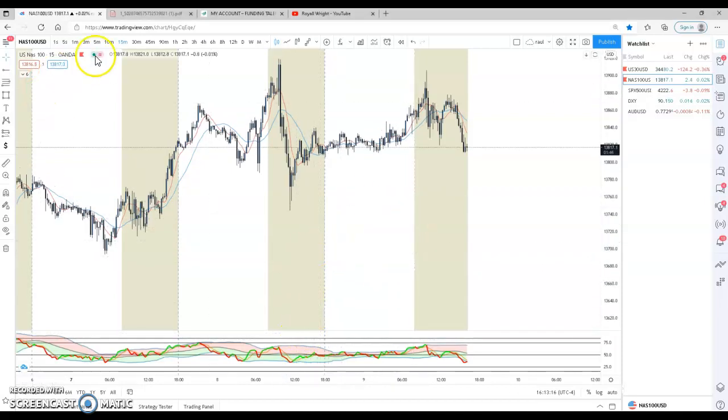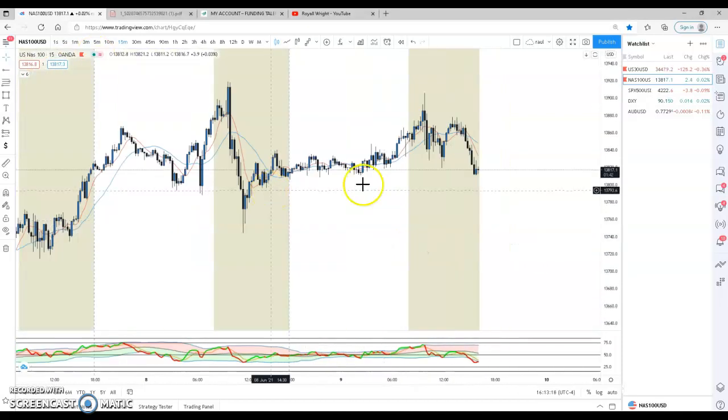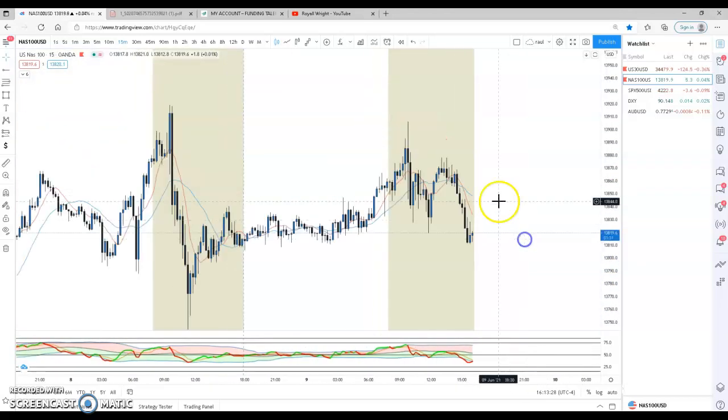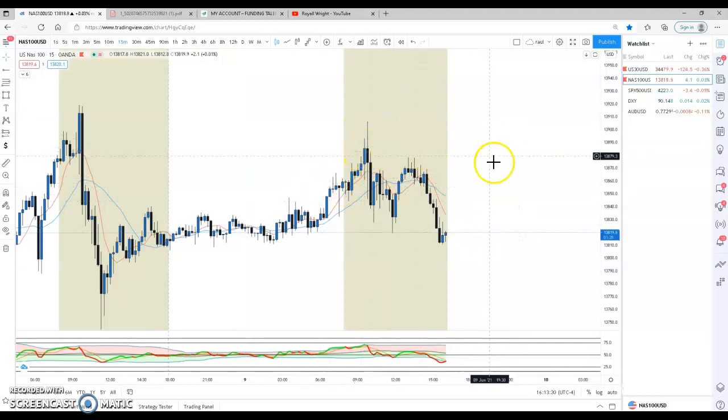Today I'm going to show you how I trade indices during the New York session. As you can see here, this is Nas100 on a 15-minute chart. I only stay on the 15-minute chart with this. I use an 8 simple moving average and a 20 simple moving average, and I just look for the M's and W's around the opens.